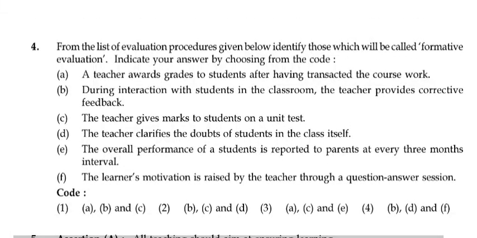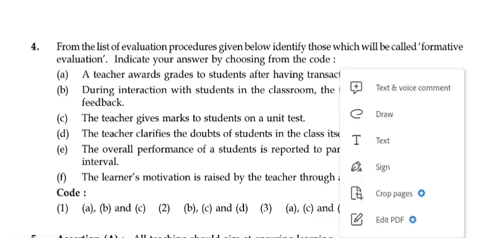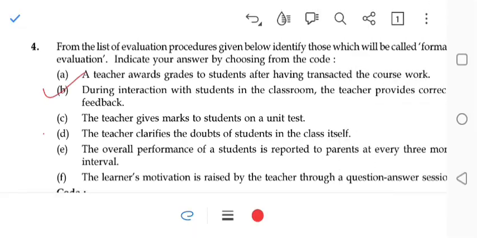Now these are the options. A, B, C; B, C, D; A, C, E; and D, F. So it will be number 4. That means number B is correct, number D is correct and number F is correct.